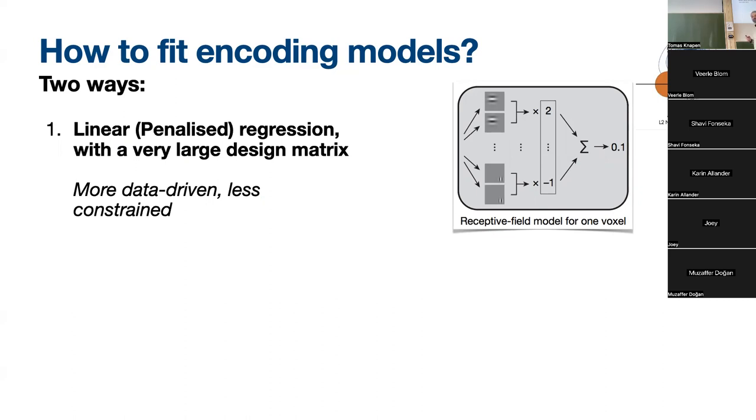Just having a very large design matrix doesn't hurt us like it would in a standard GLM analysis. It actually allows us to quantify the characteristics of this receptive field model. You do need to realize here that this is very data driven. There's not really a strict mathematical model here, and it's not very constrained. This is just a sort of data analysis routine that you do.